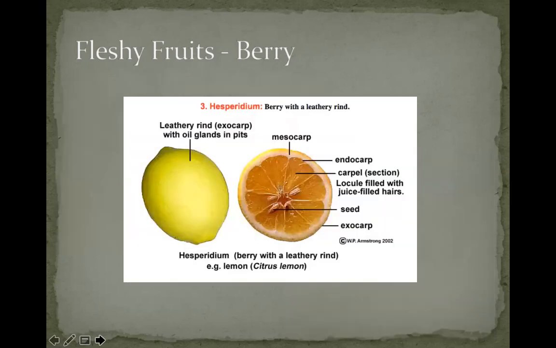And then another type of berry is a hesperidium. So this is a berry with a really leathery exocarp or leathery rind. So that's pretty much anything citrus. So lemons, oranges, limes, grapefruits, any kind of citrus fruit is a hesperidium. Again, it is still a type of berry though. It's just a berry with a leathery outer layer.